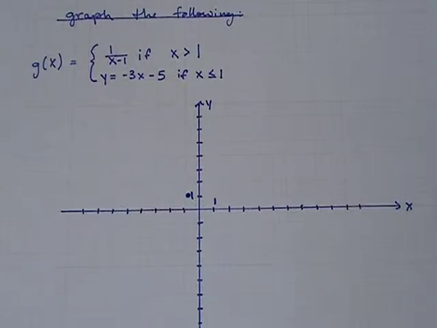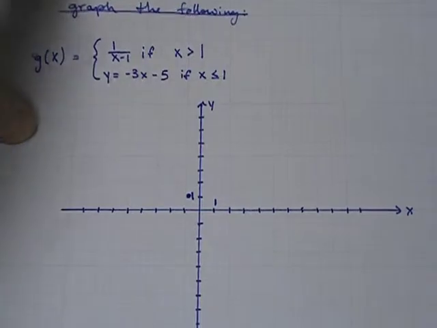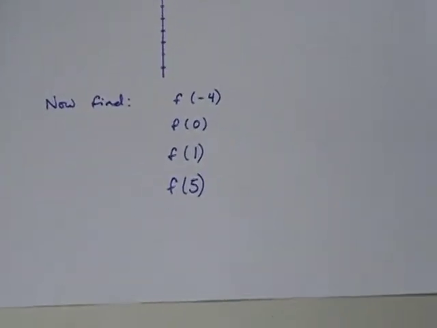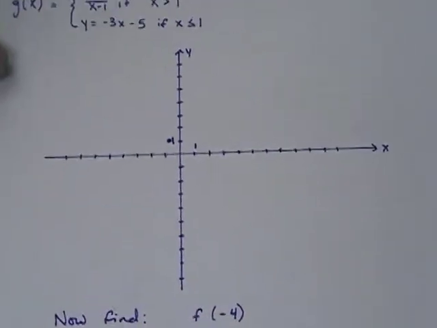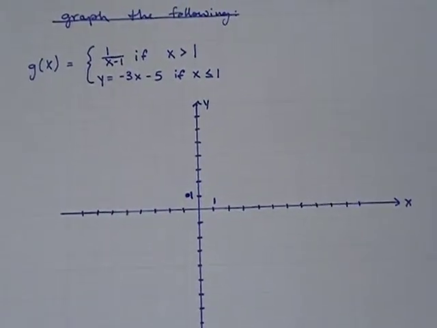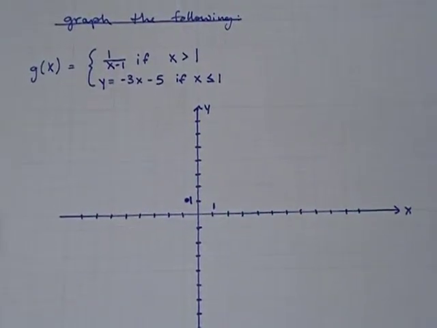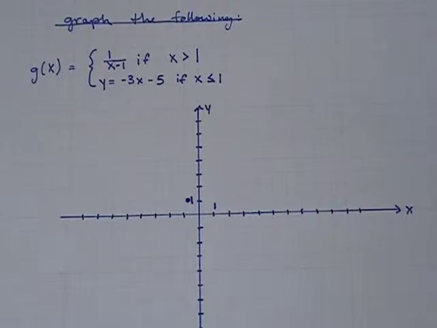So we've been asked to graph the following function, and it's a piecewise function. And then we've been asked down at the bottom of this page to find 4 function values. So I'm going to graph this function first. There are 2 ways to graph this. One way is to use translations. The other way is to plot points.